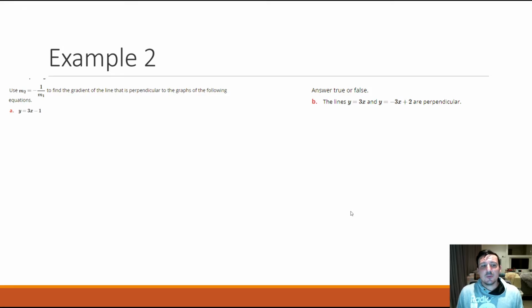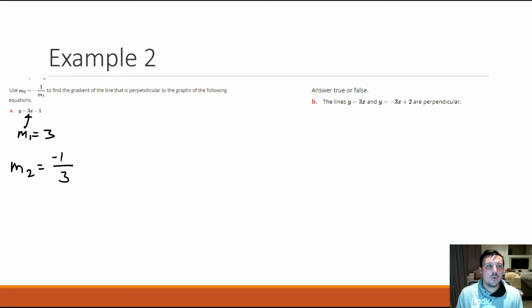So let's have a look at example 2. Use m2 equals negative 1 over m1 to find the gradient of the line that is perpendicular to the graph shown. So in here we have what we call m1. So m1 must be equal to 3. I'm going to substitute this into my rule. So m2 must be equal to negative 1 over 3. And we're done.